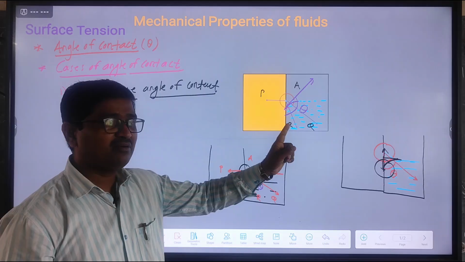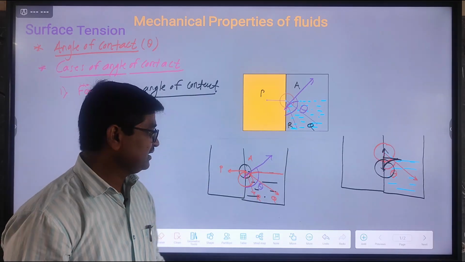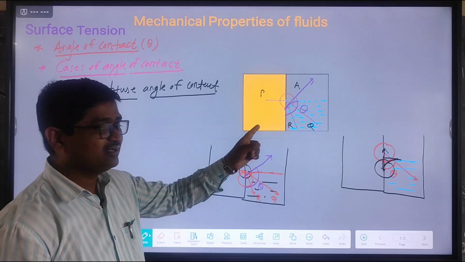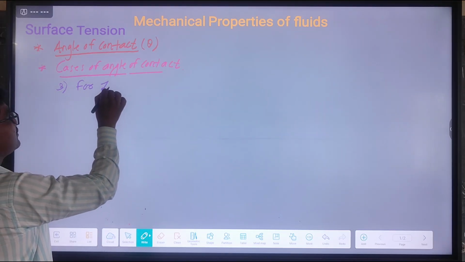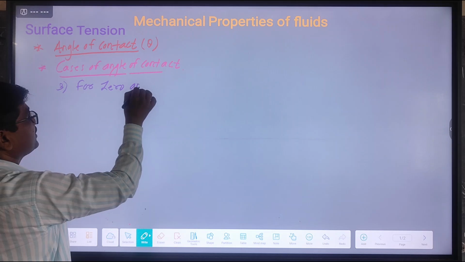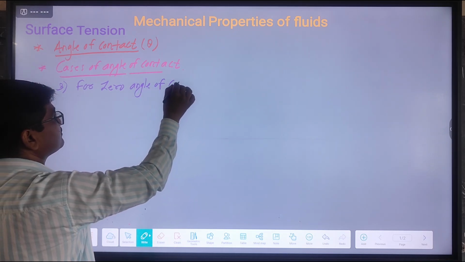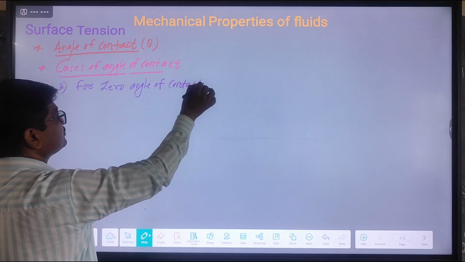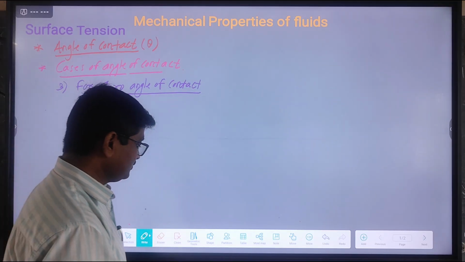Now you can draw the accurate diagram with the help of our government textbook. Okay. Now, definitely clear. The third important case is for zero angle of contact. The angle of contact will be 0.